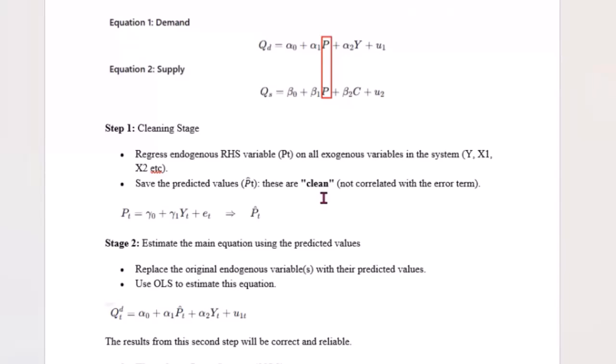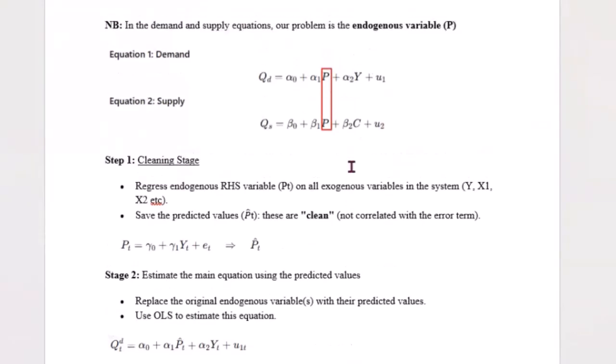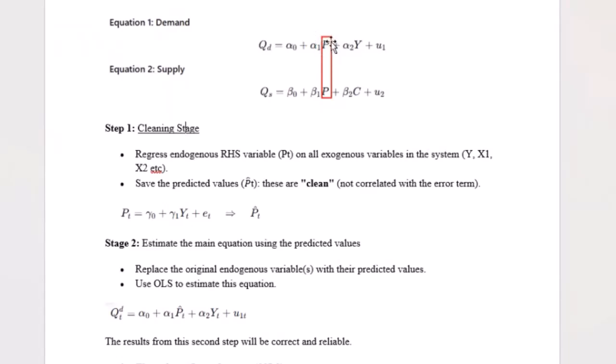And step 1 is what we are calling the cleaning stage. Cleaning means we eliminate the aspect of being endogenous. We clean that particular variable. And how do we clean it? We clean it by first making it a dependent variable. So you go run the analysis, but this P now becomes the dependent variable. And then the independent variables will be all the other independent variables in that particular equation.